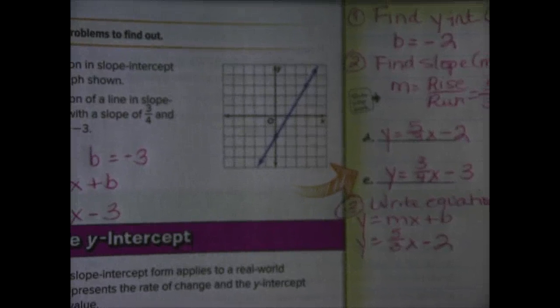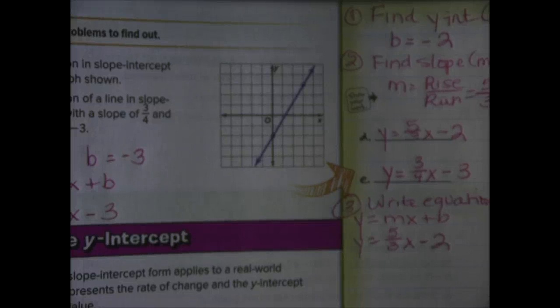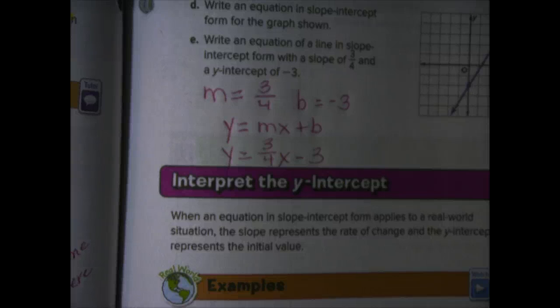So hopefully you were able to figure out how to do those from what we just did. We'll do some more examples together in a little while, but if not, go back and review what we've done so far. If you've got it, let's move on to interpreting the y-intercept.